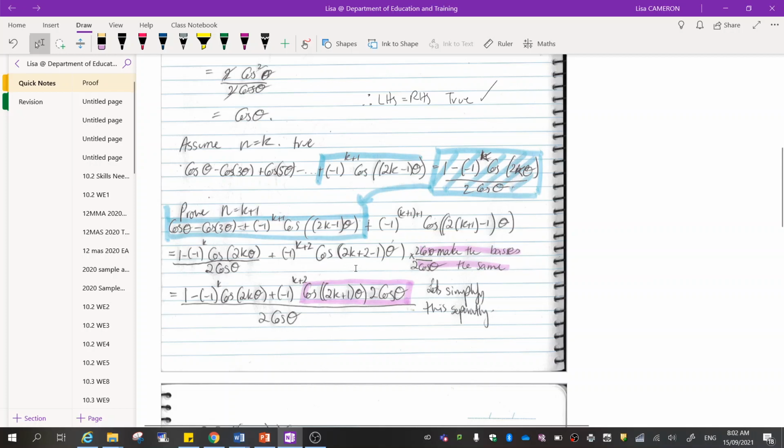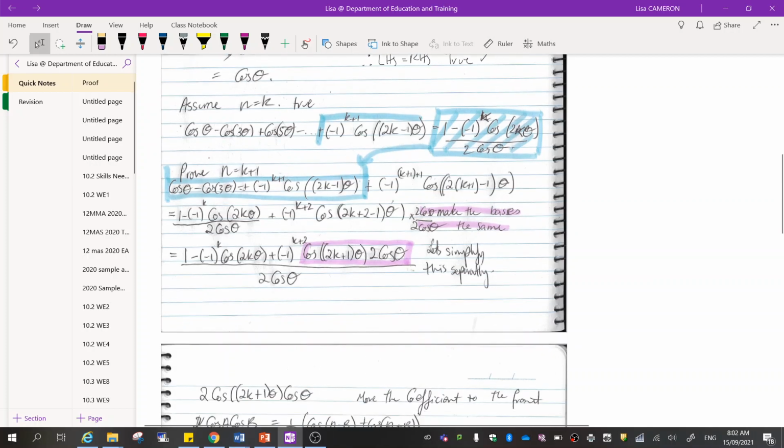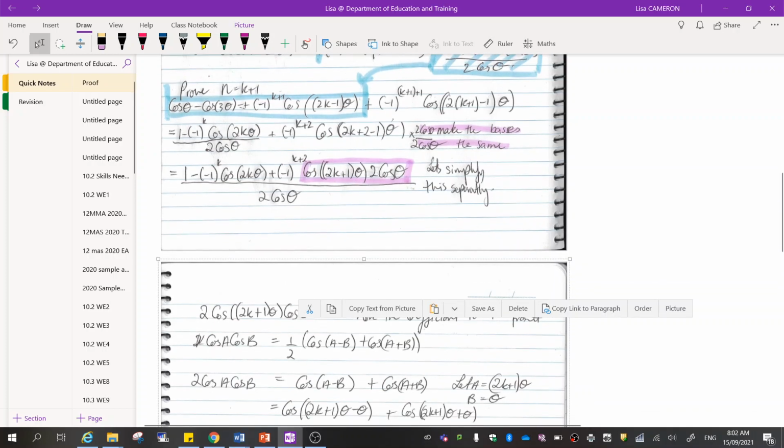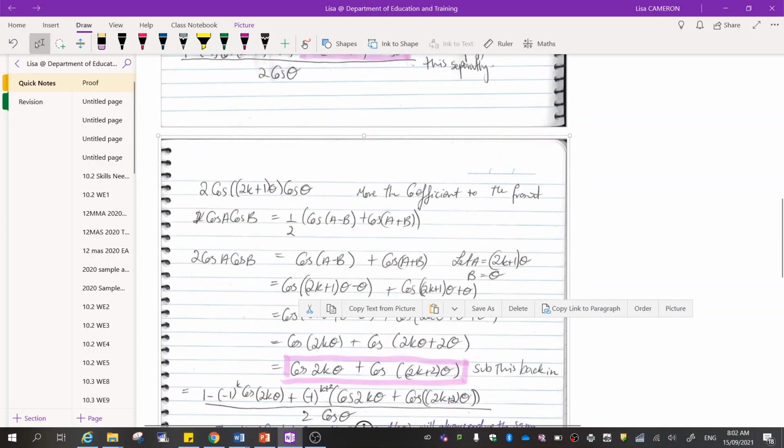Now, the next problem I have is I need to make the bases the same so that I can start manipulating the equations. So to do that, I multiply the top and the bottom by what's over here. So 2 cos theta, and that means now they've got the same base. Now, the next step that I need to do is to simplify it, and I'm going to do that by applying another formula from our formula booklet, which is going to be this one here.